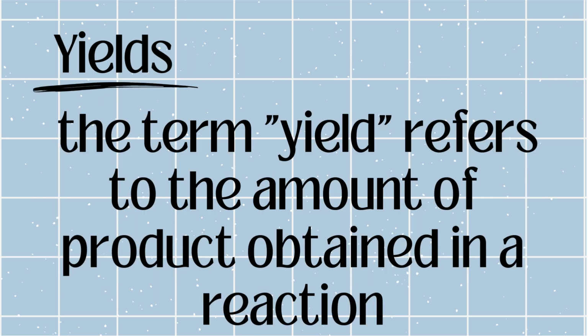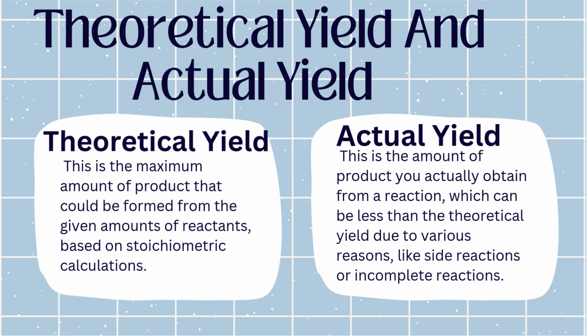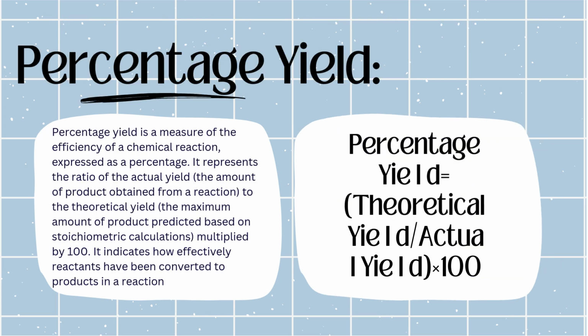Yields. In chemistry, the term yield refers to the amount of product obtained in a reaction. Theoretical yield. This is the maximum amount of product that could be formed from the given amounts of reactants, based on stoichiometric calculations. Actual yield. This is the amount of product you actually obtain from a reaction, which can be less than the theoretical yield due to various reasons, like side reactions or incomplete reactions. Percentage yield is a measure of the efficiency of a chemical reaction, expressed as a percentage. It represents the ratio of the actual yield, the amount of product obtained from a reaction, to the theoretical yield.